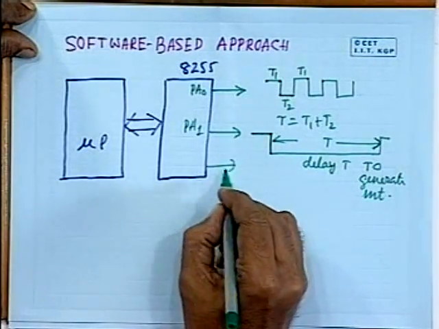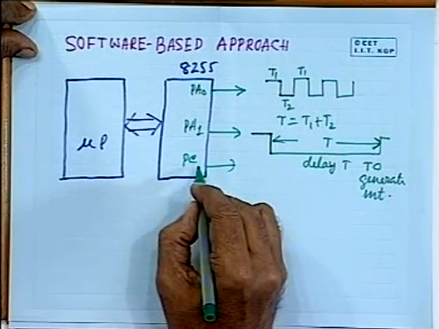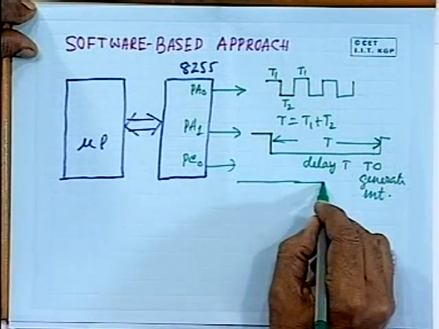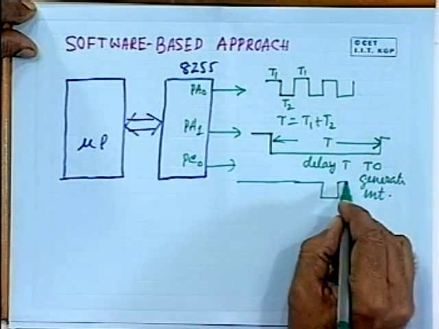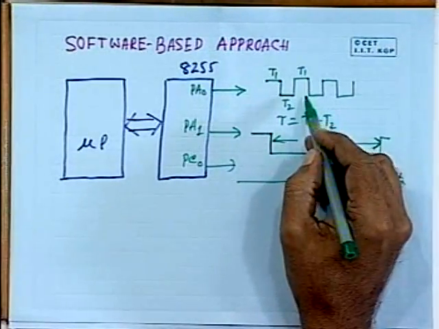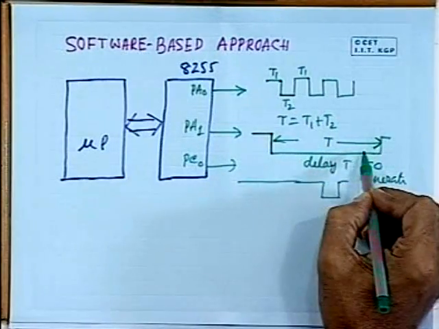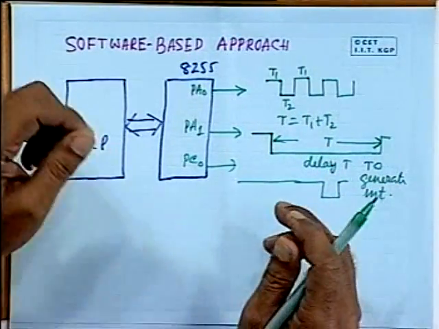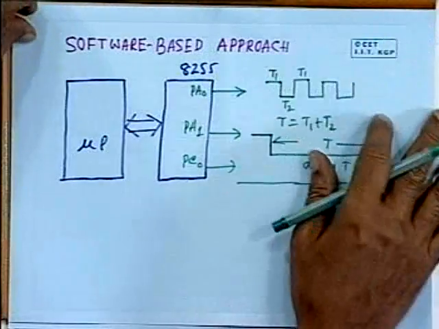Similarly, you can make use of, say, port C0 line to generate a strobe signal after some duration. So this type of clock generation, delay generation, strobe signal generation can be done by programming with the help of some port line. However, it has some limitations. Let us try to understand what are the limitations.